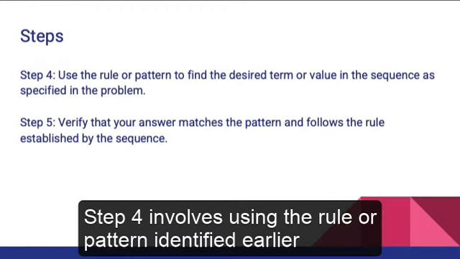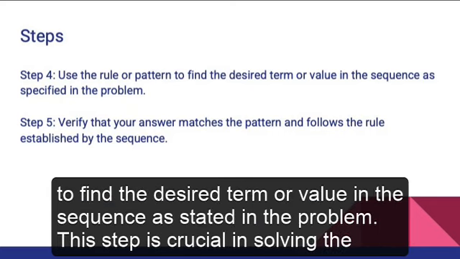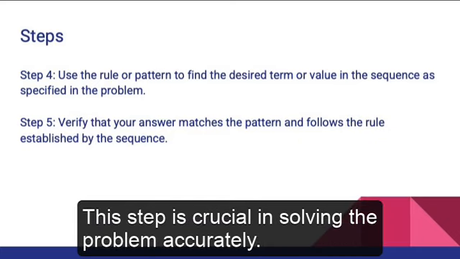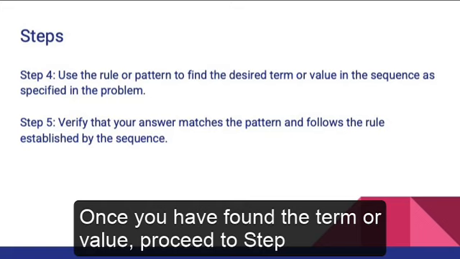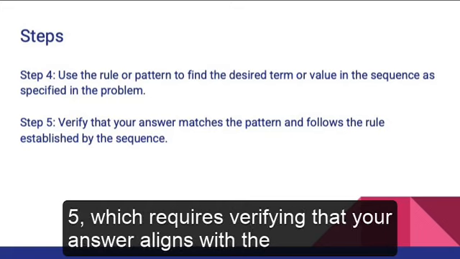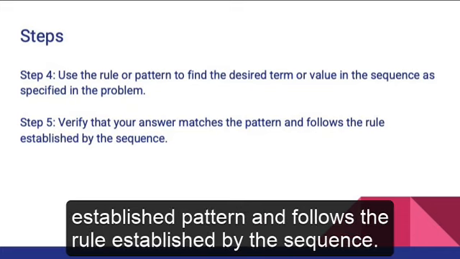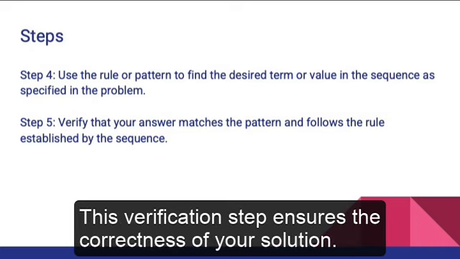Step 4 involves using the rule or pattern identified earlier to find the desired term or value in the sequence as stated in the problem. This step is crucial in solving the problem accurately. Once you have found the term or value, proceed to Step 5, which requires verifying that your answer aligns with the established pattern and follows the rule established by the sequence.